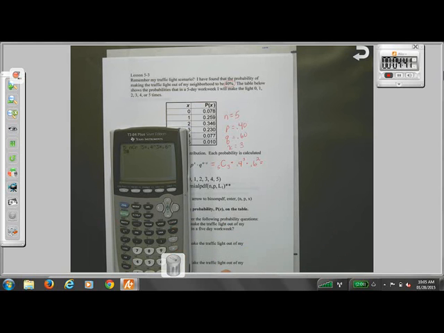I know it always looks funny on the calculator, but that's that whole formula right there. Now I should get this number right here, the 0.230. Hit enter and you get 0.230.